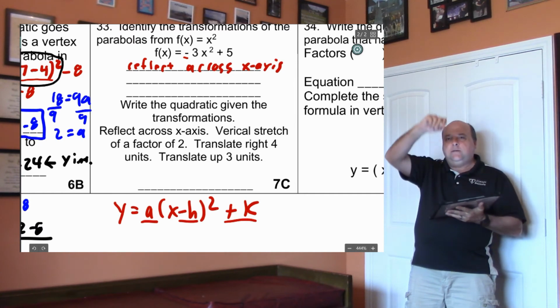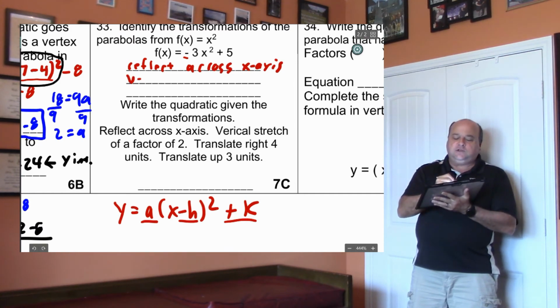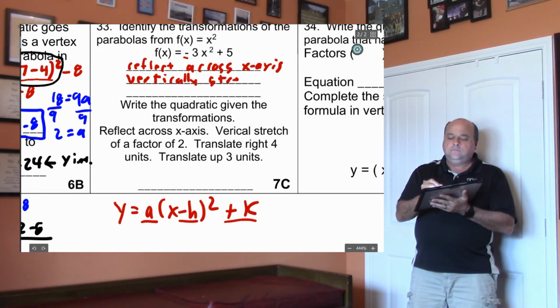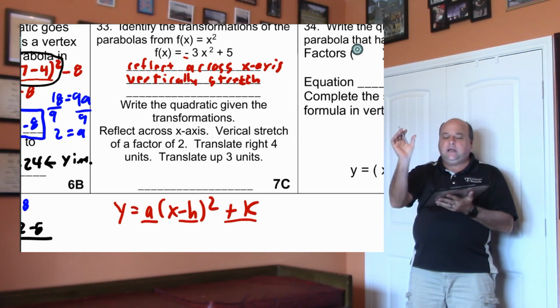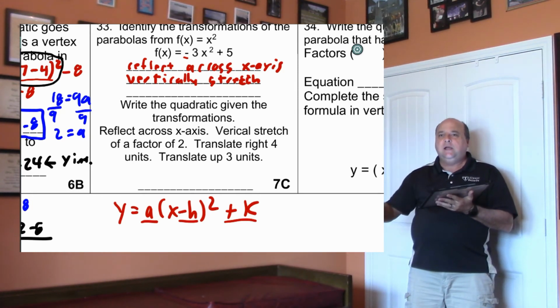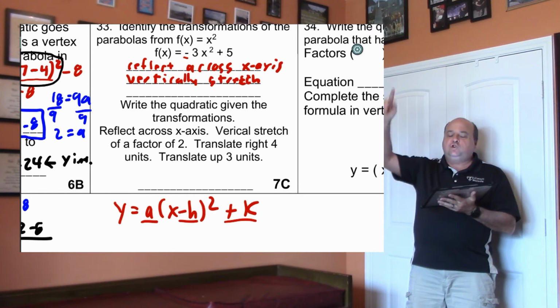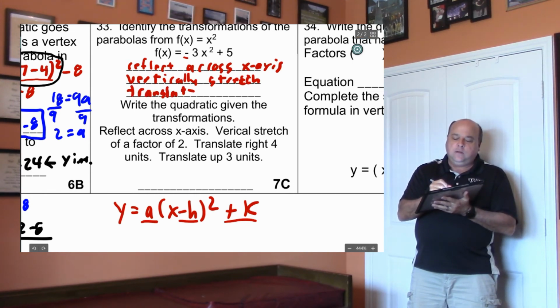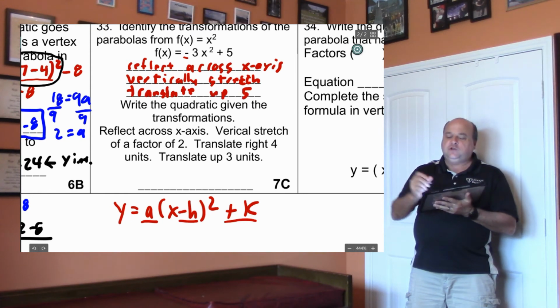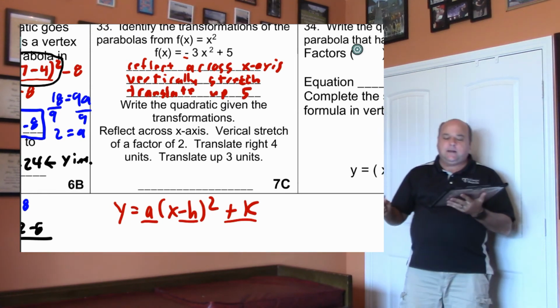The 3 is going to make it steeper. It's going to vertically stretch. And then there's no h. There's no parentheses, so there's no h. And the plus 5 is going to translate the parabola up 5. Translate up 5. So those are the transformations of that parabola.